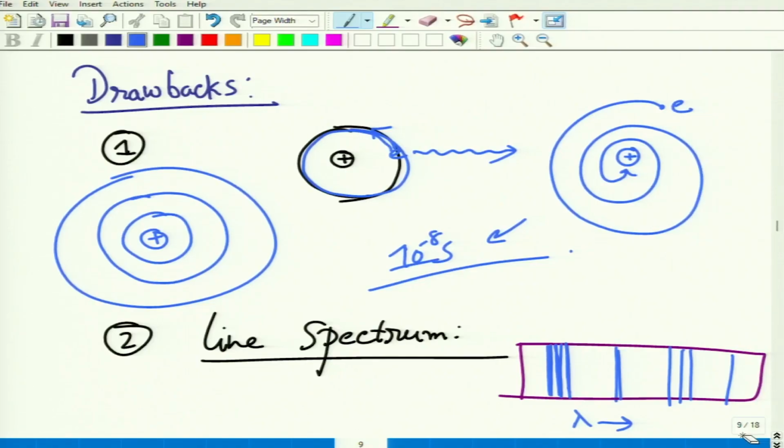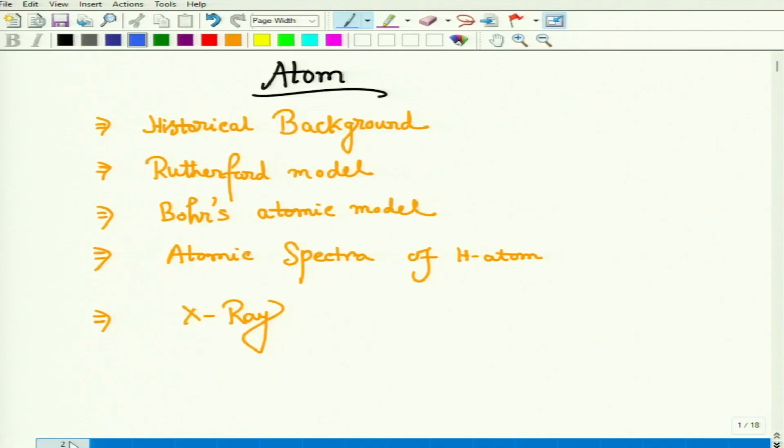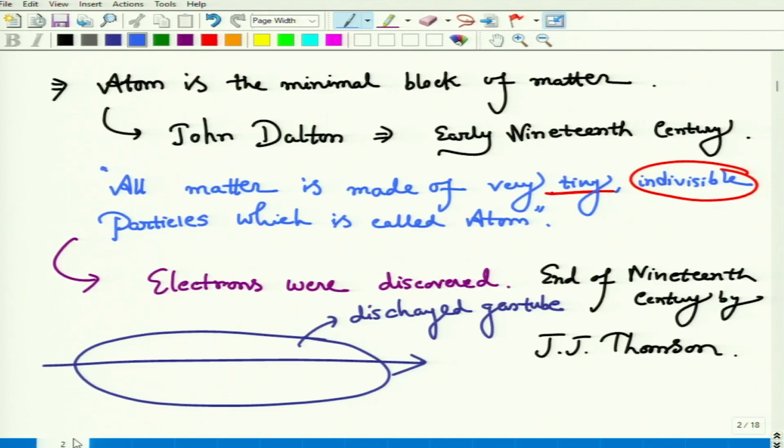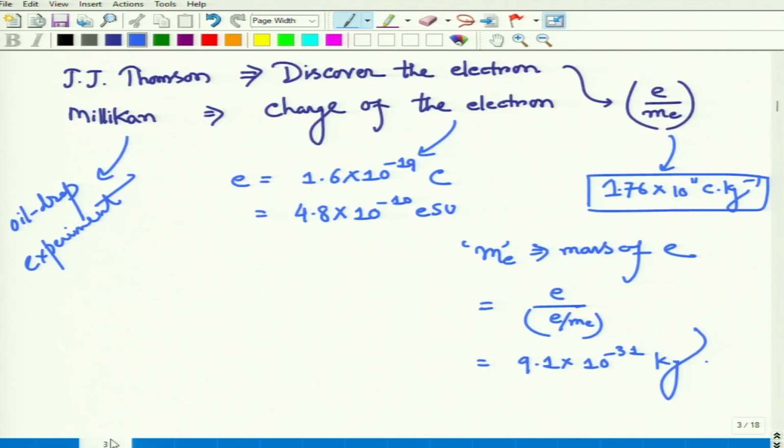These two are mainly the basic drawbacks, which were explained by Bohr's postulates. We will discuss that in the next class. So let me stop here. In this class we discussed first the Dalton theory, the Dalton hypothesis. After that, the discovery of the electron, which proves that the atom is not an indivisible part, there is an electron.